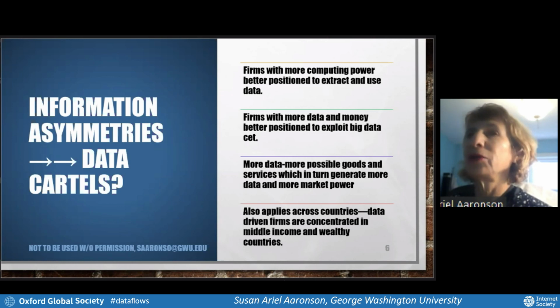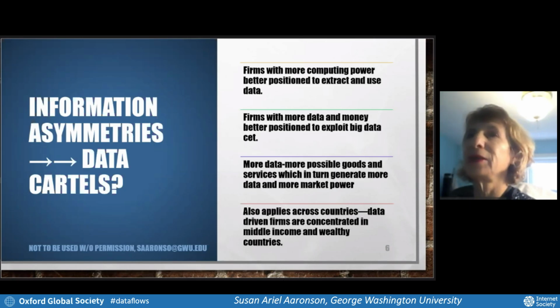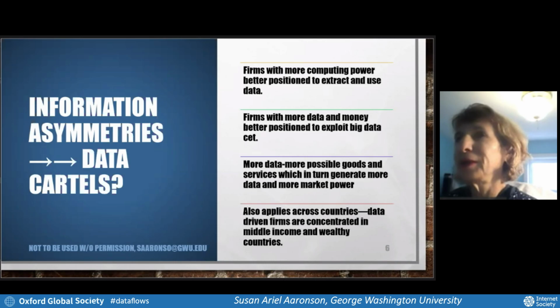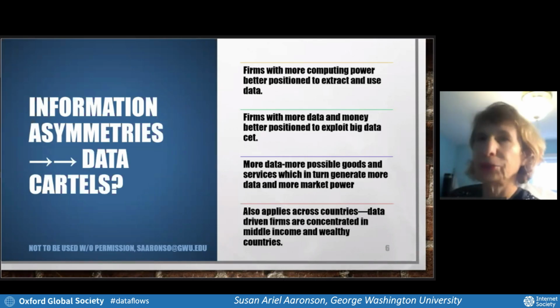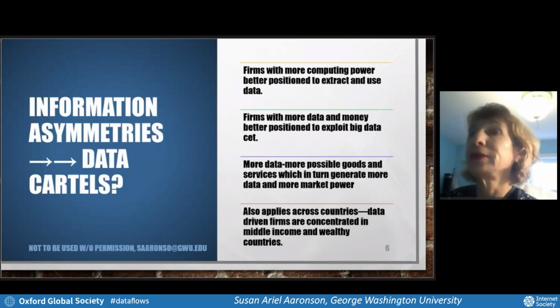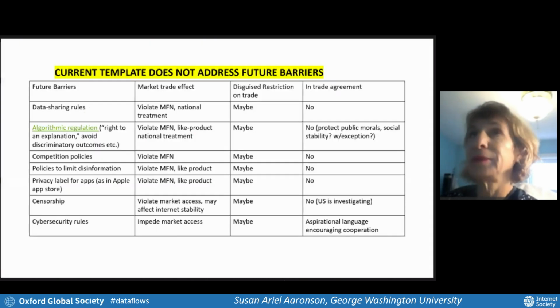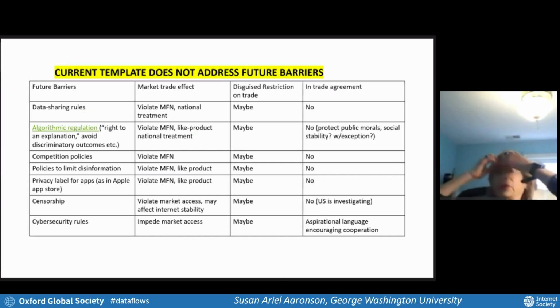And this phenomenon also applies across country, right? UNCTAD has reported that there are 70 large data platforms, and they tend to be concentrated in middle income and wealthy countries, and in particular, 2 countries. And we all know which countries those are, US and China. So are these essentially data cartels? Something to think about.